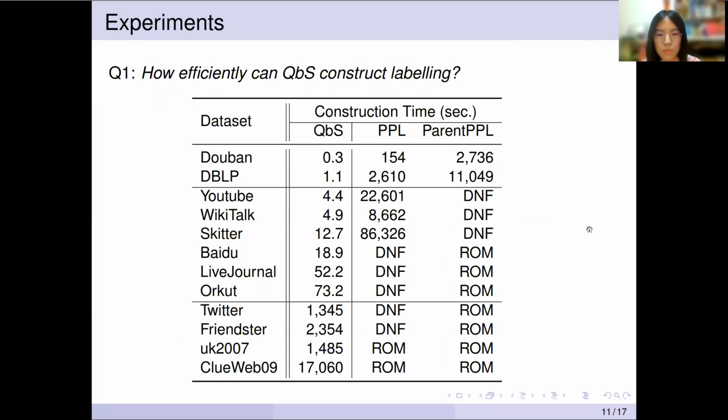The first question we want to answer is: how efficiently can query by sketch construct the labeling scheme? We tested the construction time under 20 landmarks. DNF and ROM refer to do not finish in one day and running out of memory, which is over 500 gigabytes. This table shows that compared with the labeling-based methods, our method, query by sketch, uses a significantly smaller amount of time for constructing the labeling scheme, and it scales to networks with billions of vertices and edges.